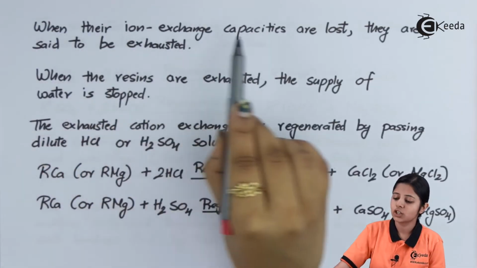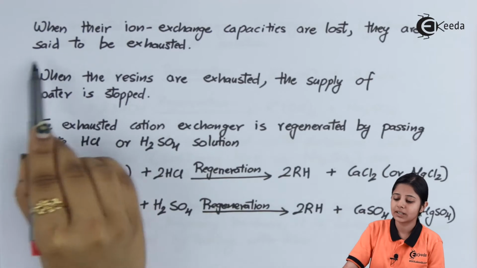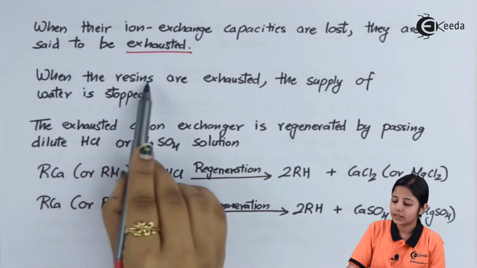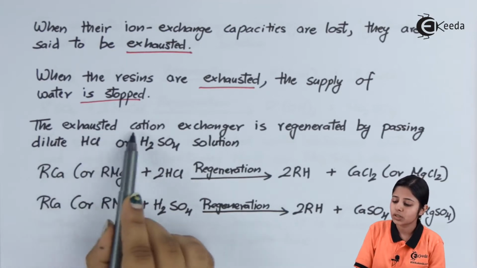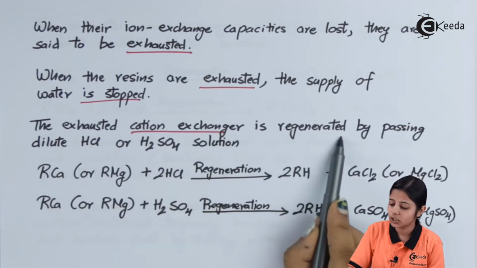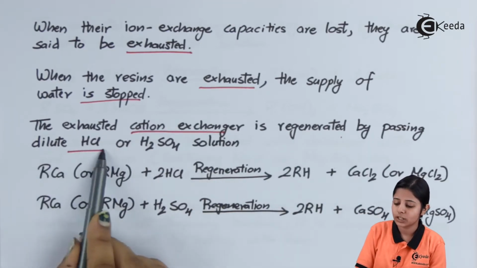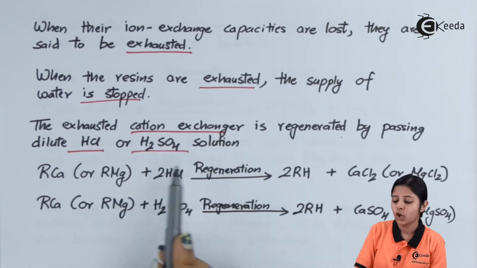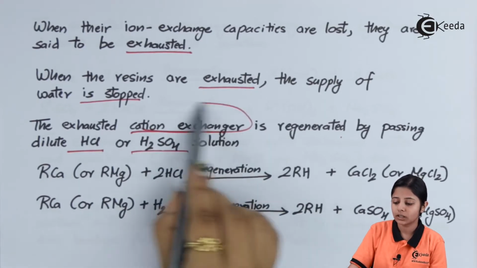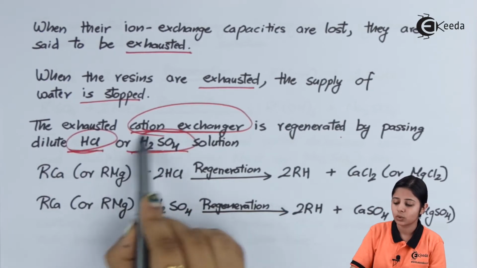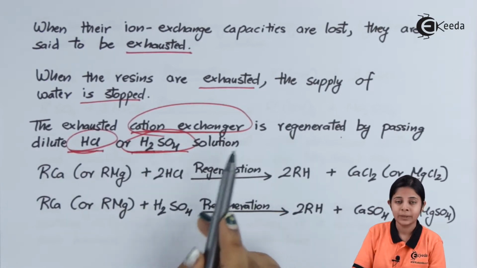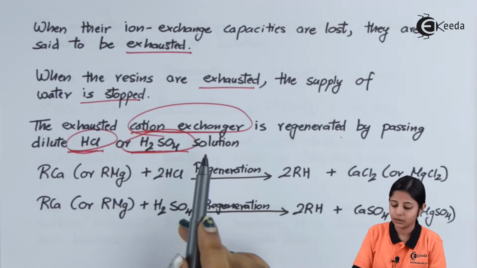When their ion exchange capacities are lost, they are said to be exhausted. When the resins are exhausted, the supply of water is stopped. The exhausted cation exchanger is regenerated by passing dilute HCl or H2SO4. So to that exhausted cation exchanger, we can pass either dilute HCl or H2SO4 and regenerate it. Let us see the reactions for the same.